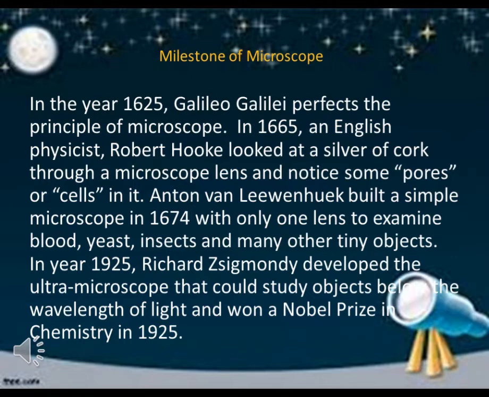In 1665, an English physicist, Robert Hooke, looked at a piece of cork through a microscope lens and noticed some pores, or cells, in it. Anton van Leeuwenhoek built a simple microscope in 1674 with only one lens to examine blood, yeast, insects, and many other tiny objects. In the year 1925, Richard Zsigmondy developed the ultramicroscope that could study objects beyond the wavelength of light and won a Nobel Prize in Chemistry in 1925.